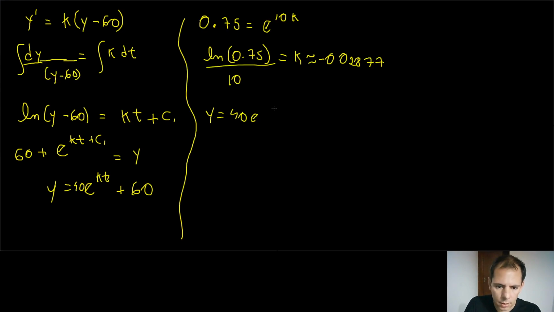Now we know k, right? It's minus 0.02877 t plus 60. All right, this is the formula. So it's asking when y is equal to 80, how much longer will it take? So if this is 80, 80 minus 60 is 20. 20 divided by 40 is half. It would be half equals e to the minus 0.02877 t.